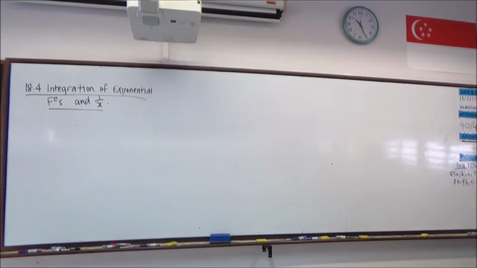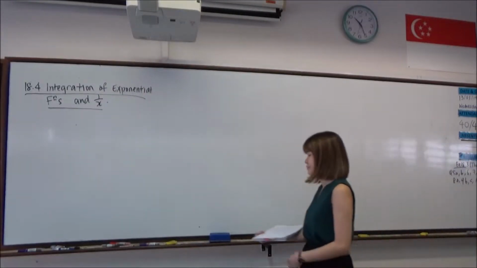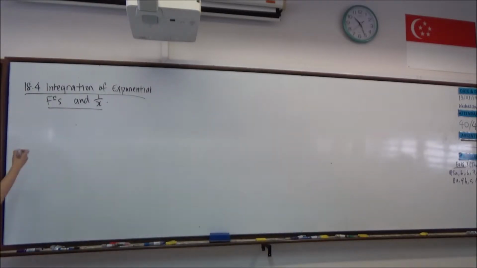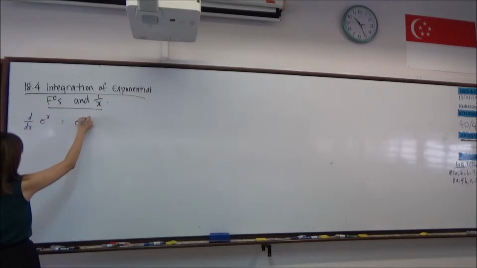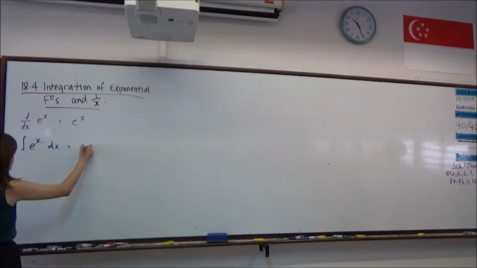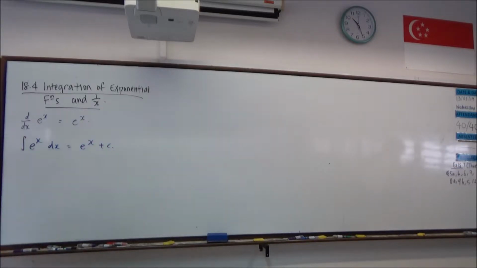Okay, we'll be looking at chapter 18.4 where we're looking at the integration of exponential functions and 1 over x. So we know that when we differentiate a simple exponential function e to the power of x, we are going to get the exact same function. So it will be obvious that if we were to integrate e to the power of x, we will get e to the power of x. Then of course we need the plus c as well, because whenever we differentiate a constant, you will end up being 0.